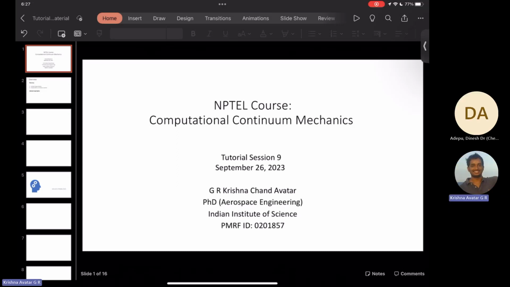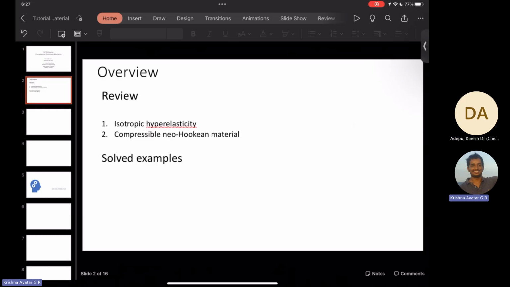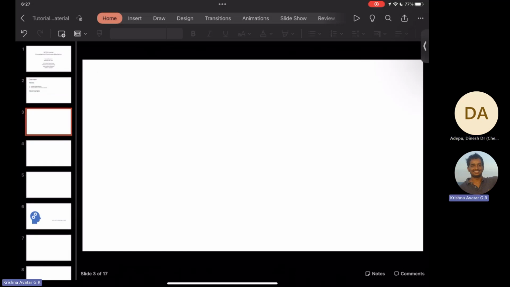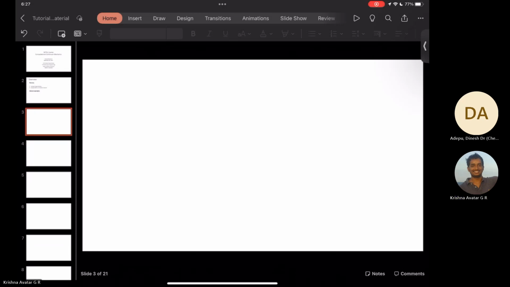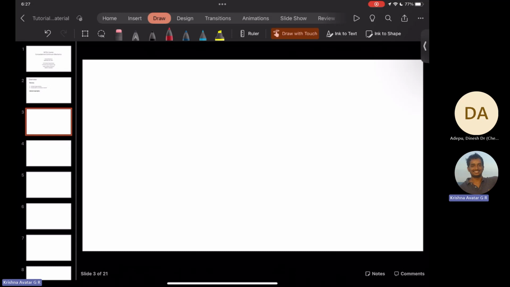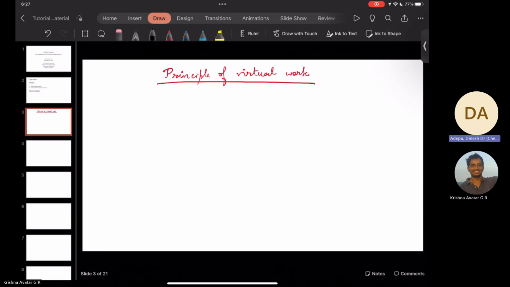So for today, what we are planning is just isotropic hyperelasticity and compressible neo-Hookean material. But we will start from what we wanted. It's better to continue with what we were doing, so that it will complete the picture. So we had wanted to start with the principle of virtual work. I hope things are visible, right? Okay, so we'll start with the principle of virtual work. We will switch on video if you want to discuss something with hands or something.